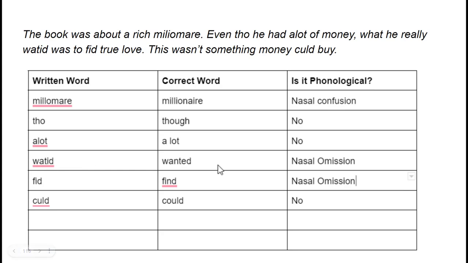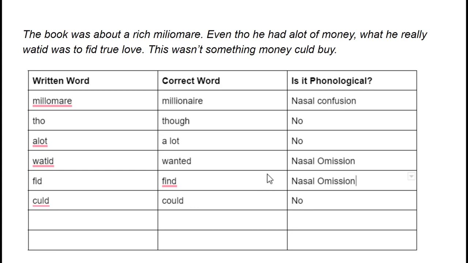Here we have wetted versus wanted. So we're getting a nasal emission. And then we see this ED, right, is not being accounted for correctly. So that's getting us into morphology work. Later on, we'll get into that. And then we have fid versus find. We have another nasal emission. And then could and could. They're accounting for the sounds. They just don't have the correct spelling. So that is not a phonological confusion.